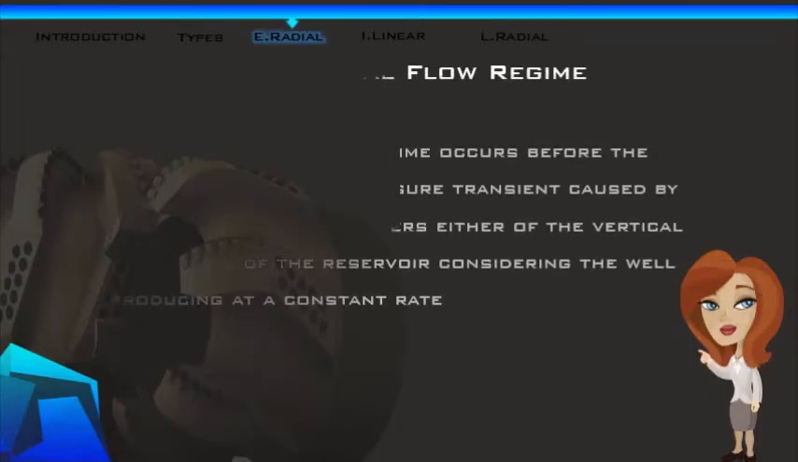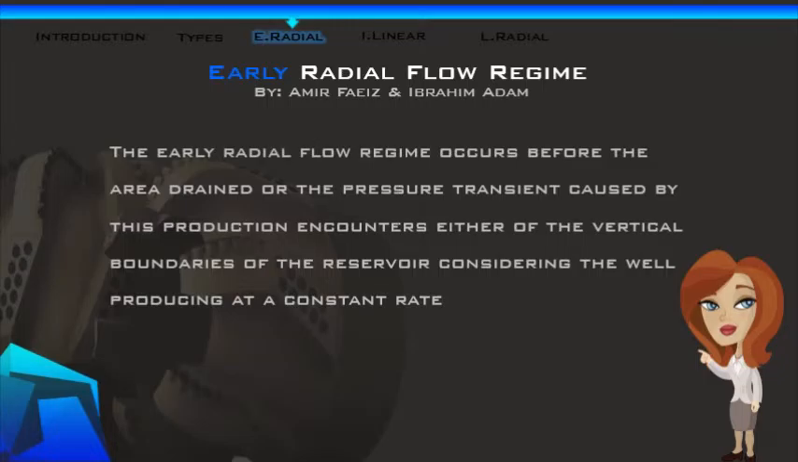For this topic, we're going to discuss the early radial flow regime in fluid flow in horizontal wells. So what is the early radial flow regime? The early radial flow regime occurs before the area drained, or the pressure transient caused by this production, encounters either of the vertical boundaries of the reservoir, considering the well producing at a constant rate.